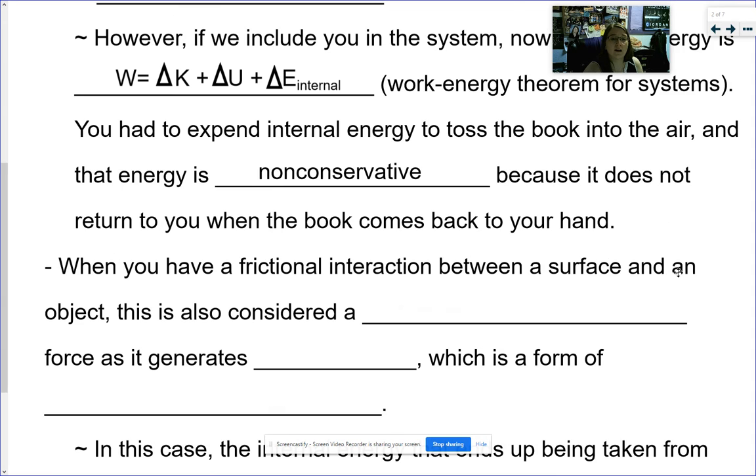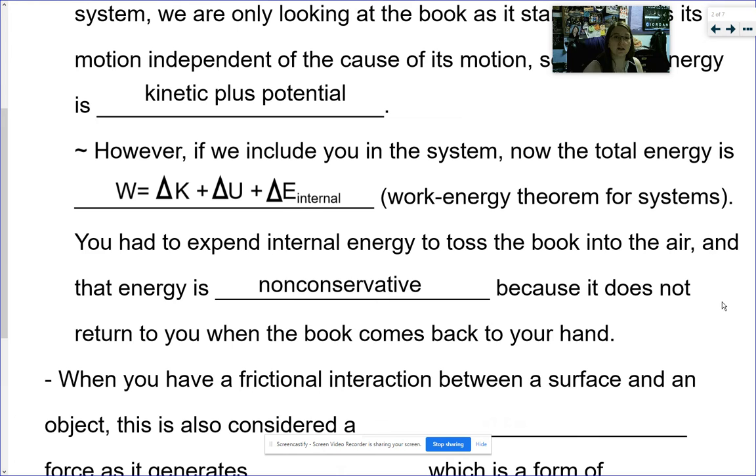So again, we have to be very careful when we're trying to see what is included in our system. If it's just the motion of a single object, that's just kinetic plus potential.